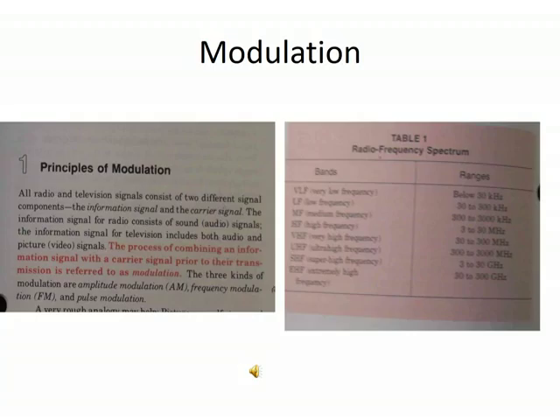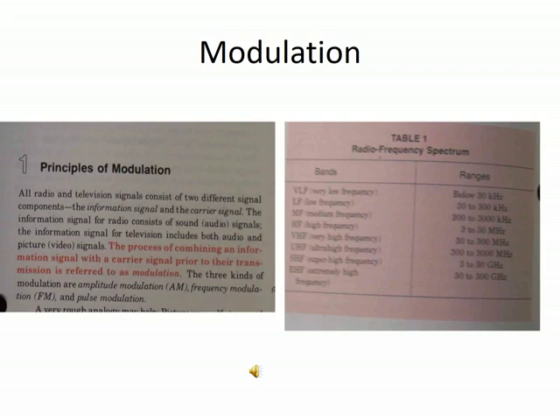This one will be the principle of modulation. In this case, all the radio and television signals consist of two different signals. There will be the information signal and the carrier signal. The information signal consists of the sound audio signal, and also the television signals include both the audio and picture video signal. The process of combining the information signal with the carrier signal prior to transmission is modulation. This means we combine the information signal and the carrier signal.